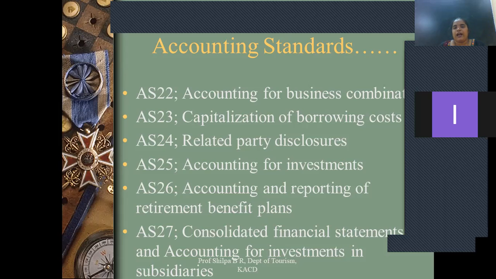Then accounting for and reporting of retirement benefit plans. You have employees, and you have to plan for their pension, retirement benefits, gratuity. All such details about the number of employees, how much they have paid monthly, what is the employee's contribution, the employer's contribution, how much you're going to pay as gratuity, what is the system, are given in Accounting Standard 26. Then next is consolidated financial statements.